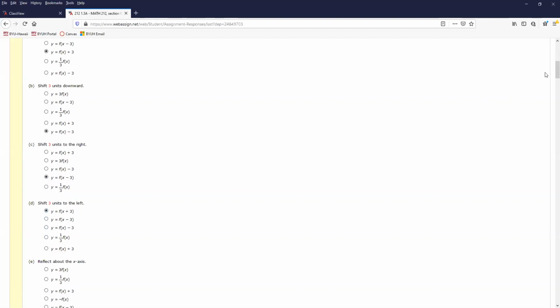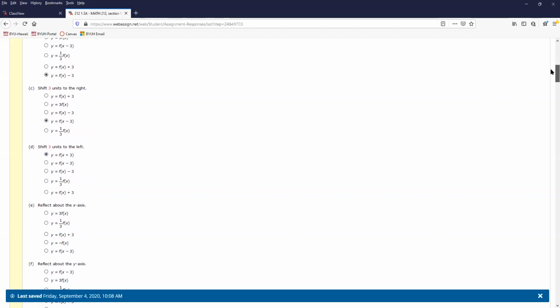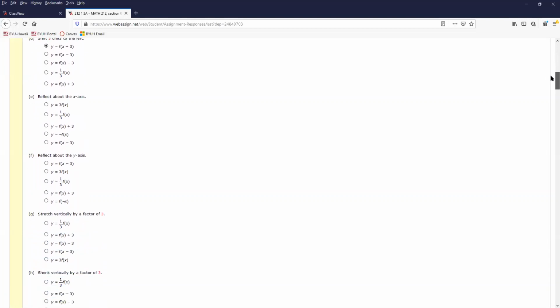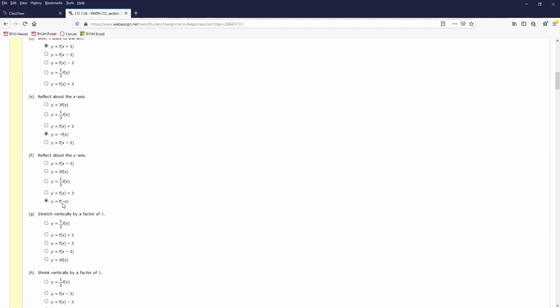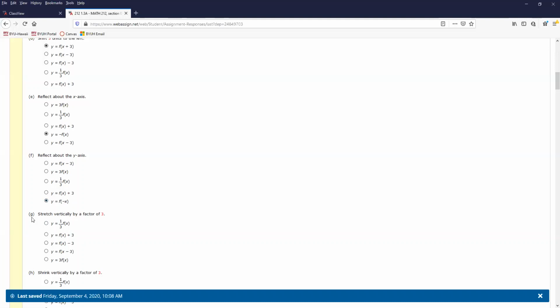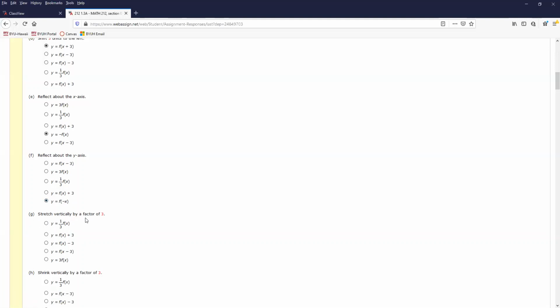And then if you want to just reflect it, well, there's lots of these. Okay, if you want to just reflect it through the x-axis, that is vertical, so that's going to be outside, and that will be just this right here, putting a minus on right there. And if you want to reflect through the y-axis, that is a horizontal reflection, so you put the minus inside the parentheses. Okay, G, stretch vertically by a factor of 3. Which one is that one going to be?